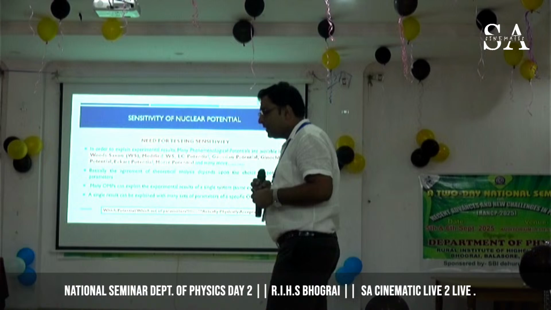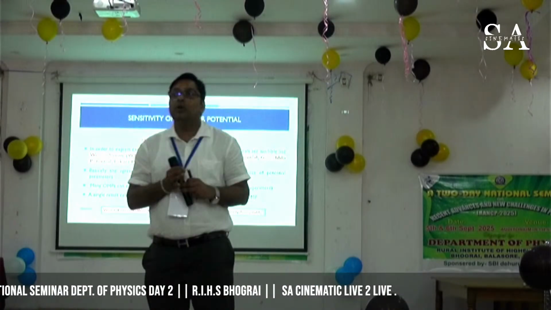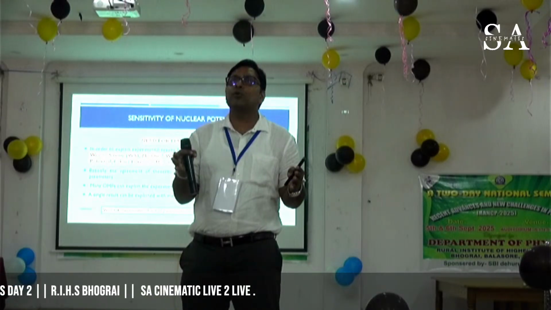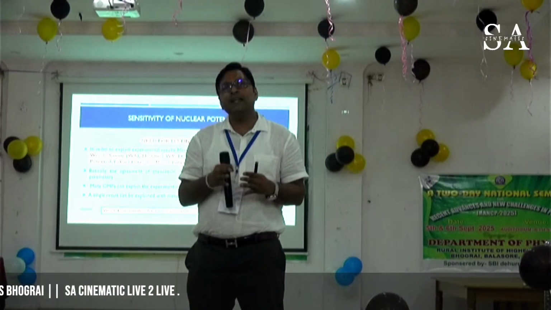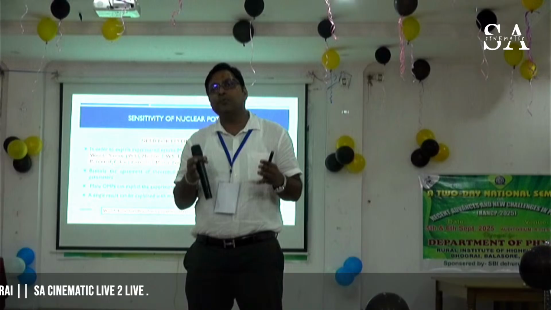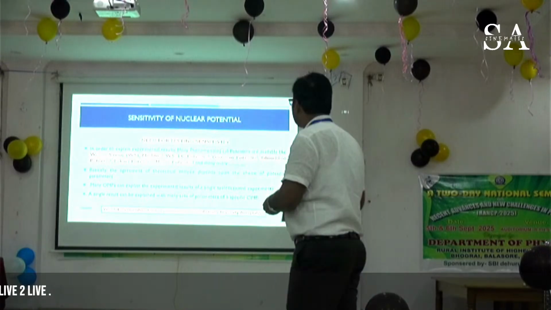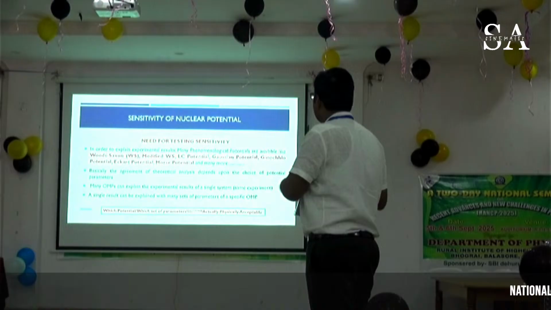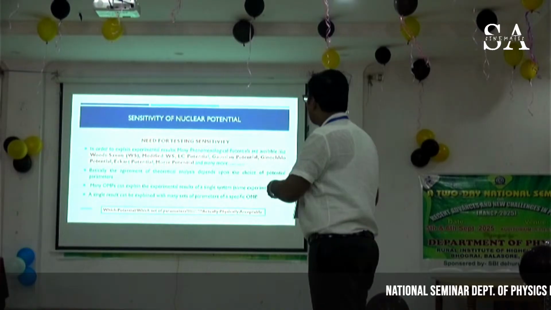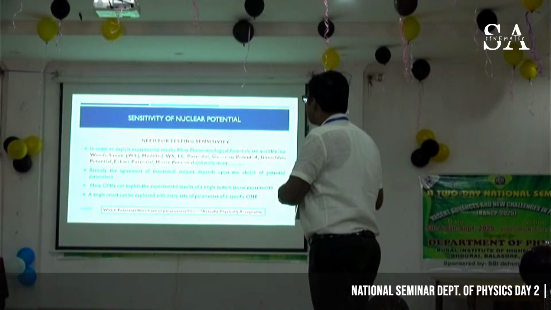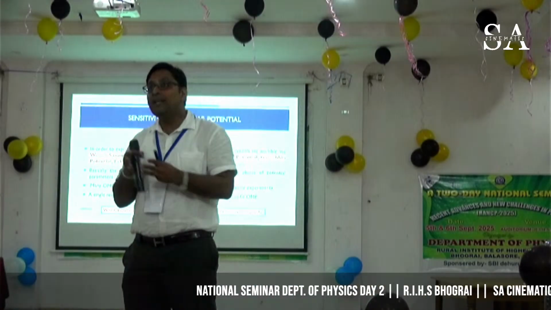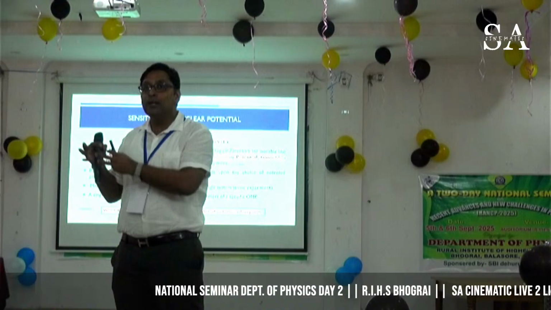Then the need for sensitivity is important. The exact form of the nuclear potential is not known. So many scientists and many groups have used many potentials, starting from the Woods-Saxon potential, modified Woods-Saxon potential, Gaussian potential, in our group the Woods-Saxon-type potential, Ricard potential, and Morse potential. So many theoreticians have used many potentials in order to explain the experimental results.